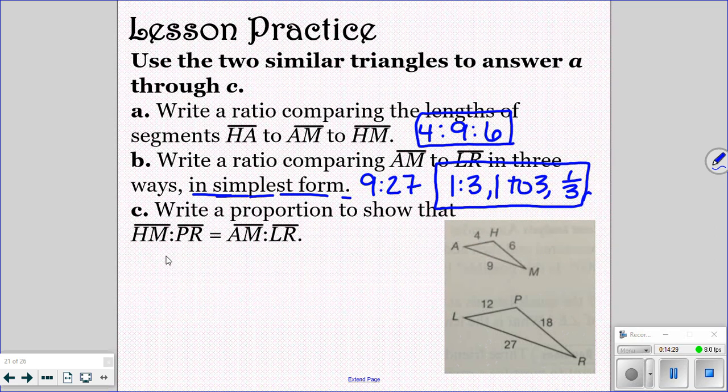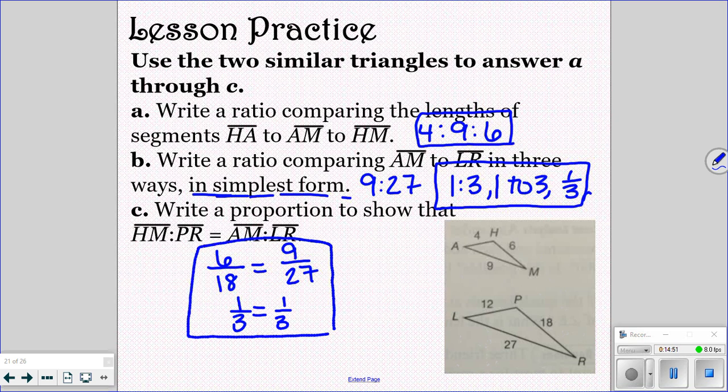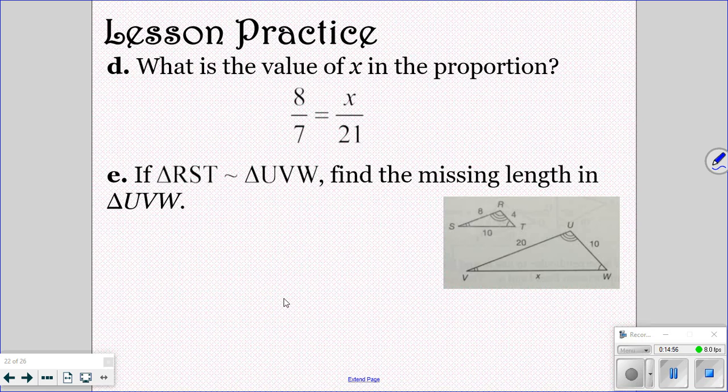And then we want to write a proportion. HM is 6, PR is 18, AM is 9, and LR is 27. And then 6 over 18 reduces to 1/3, and 9 over 27 reduces to 1/3. So that shows that they are equal. Let's see if you can try these 2 by yourself. And then we're going to go over them.